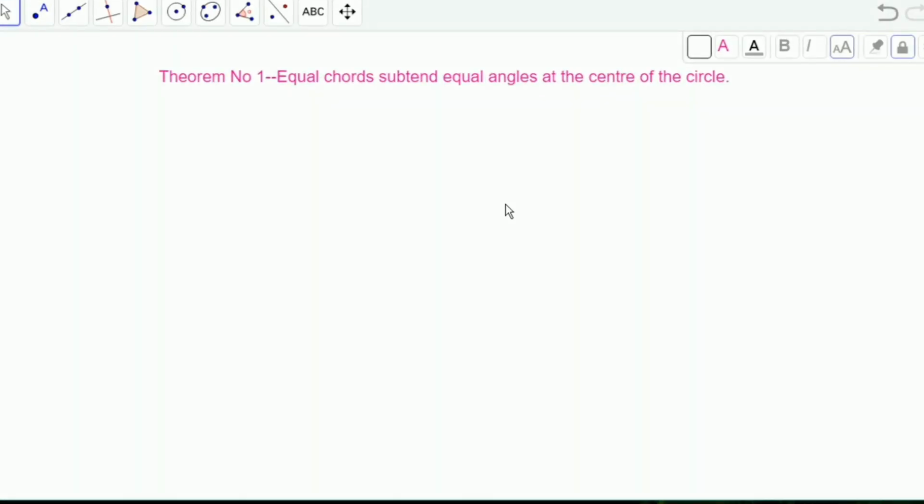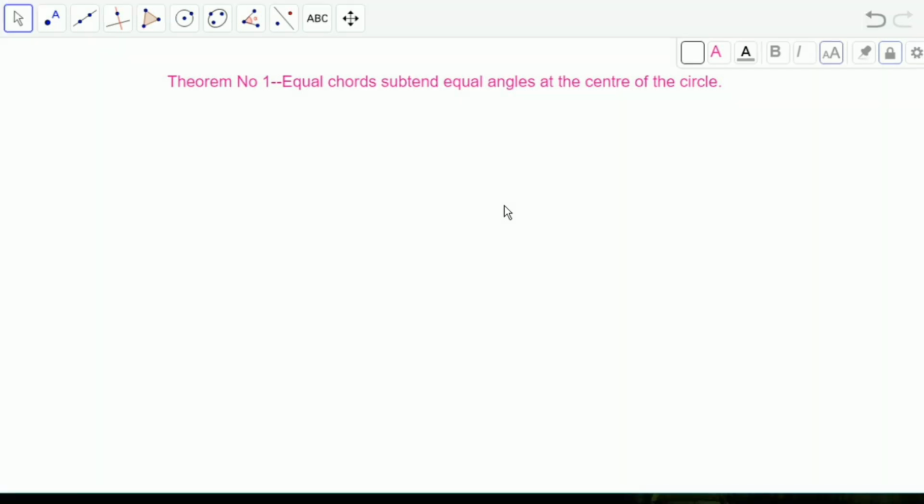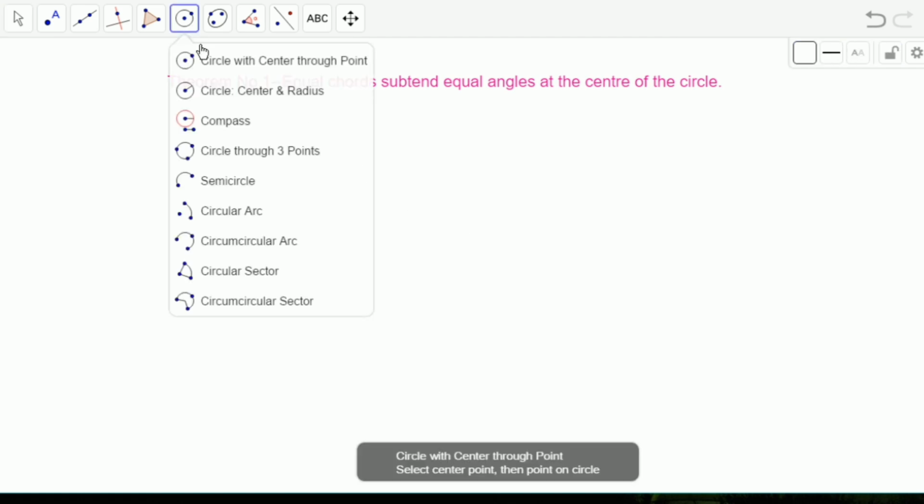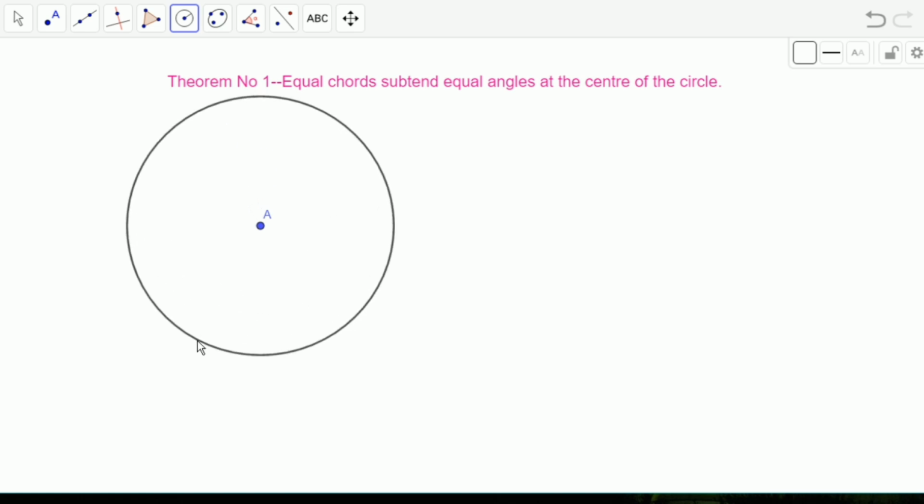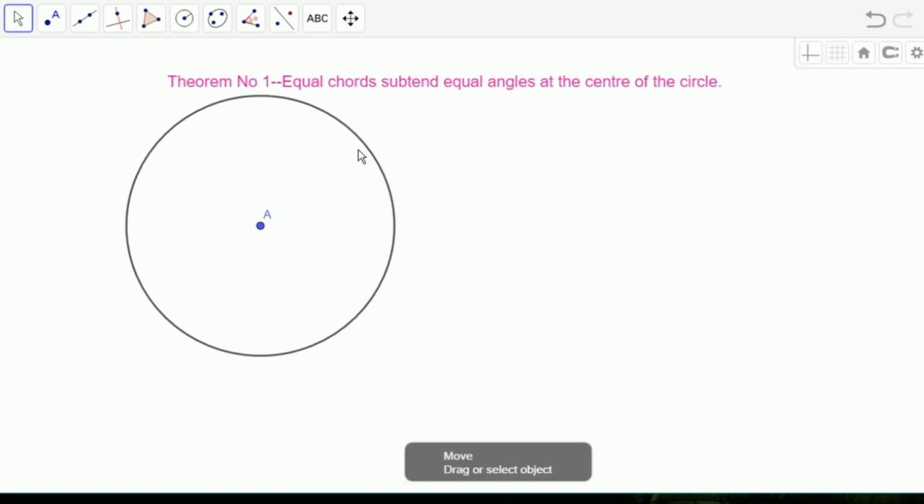We have finished learning the terminology about the circles. Now we get to the theorems of the circles. So let's get started. Theorem number 1 says equal chords subtend equal angles at the center of the circle. So let's draw a circle first. This is the circle that we have drawn.